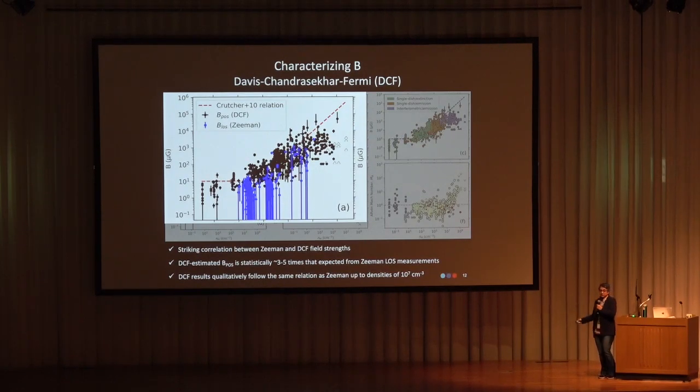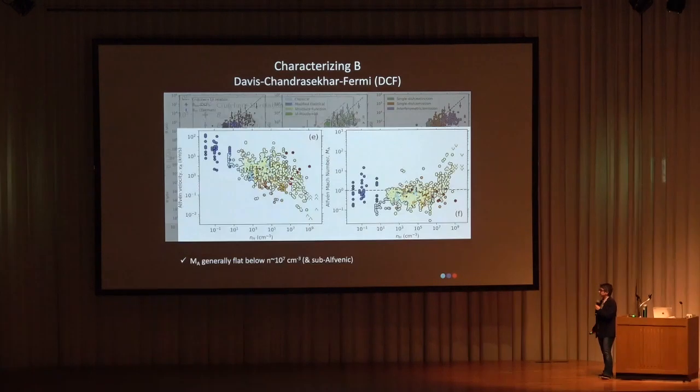And that's up to densities of 10 to the 7, where we are getting interferometric data for high density regions. Since DCF is actually a measure of Alfvén Mach number, we also looked at the Alfvén velocity and Alfvén Mach number as a function of density. We see that the Alfvén Mach number is almost constant and sub-Alfvénic. The system is sub-Alfvénic up to densities of 10 to the 7, which is consistent with the DCF assumption.